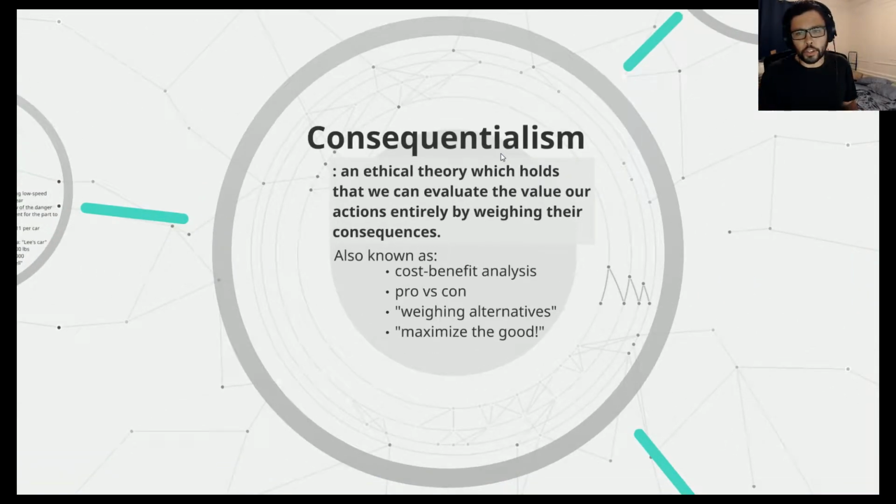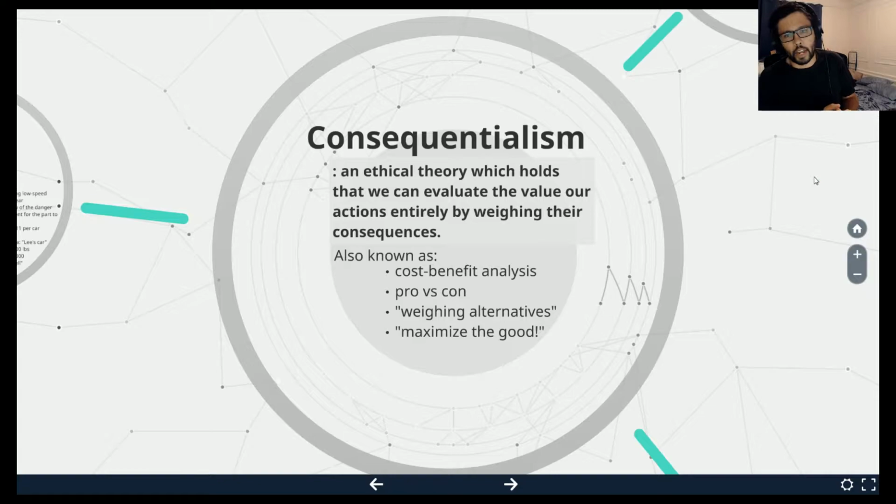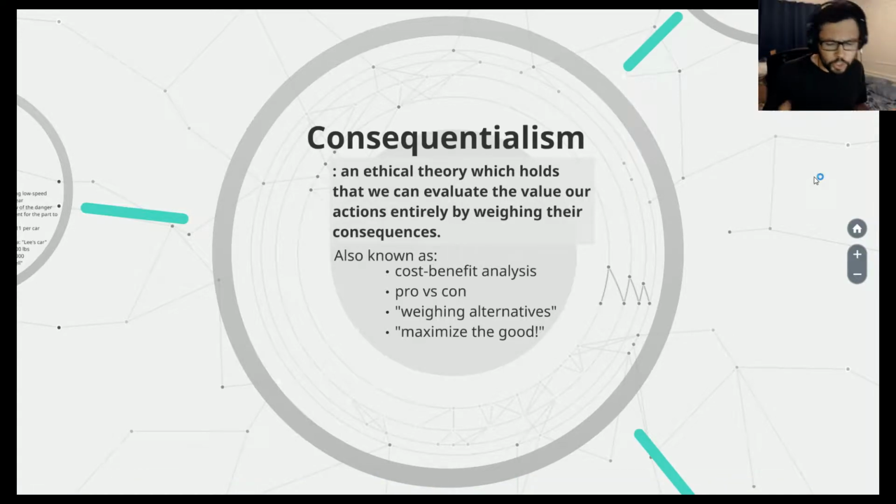So like I said, our major ethical theory introduced this week is consequentialism. Consequentialism is just a general term for ethical theories that make decisions on the basis of the consequences of the actions of the different decisions. So any ethical view that makes its decision in light of the consequences or outcomes of various decisions is a kind of consequentialist reasoning. This goes by various names: cost-benefit analysis, weighing the pros and cons, weighing alternatives.